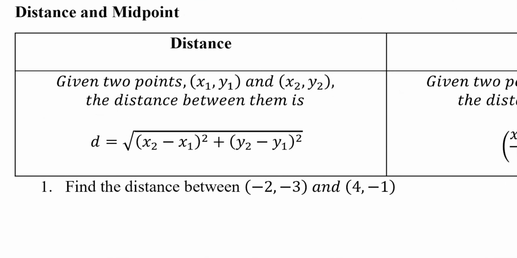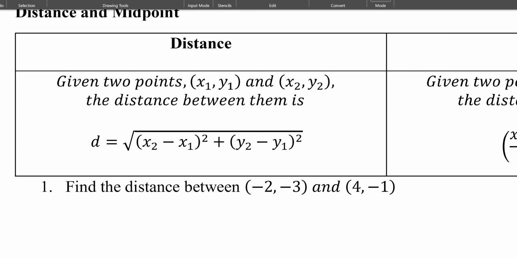The distance between 2 points, which we'll call one of the points (x1, y1) and the other point (x2, y2), their distance is going to be the square root of (x2 minus x1) squared, so the subtraction of the x's squared, plus (y2 minus y1) squared, which is the subtraction of the y's squared. And that is under a square root. So let's try using this distance formula. It's really just a plug and chug equation.